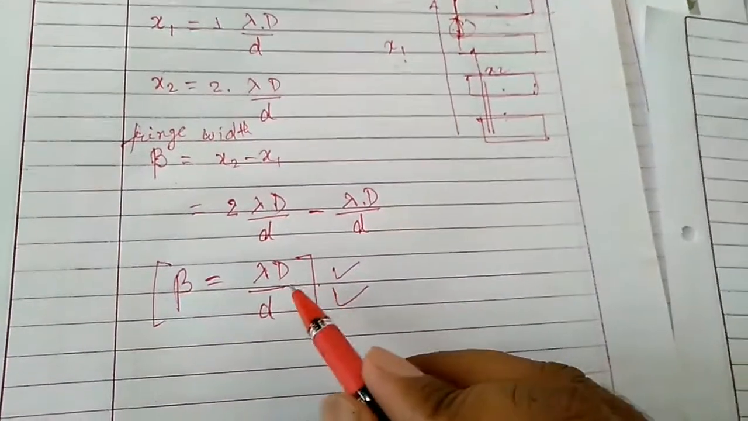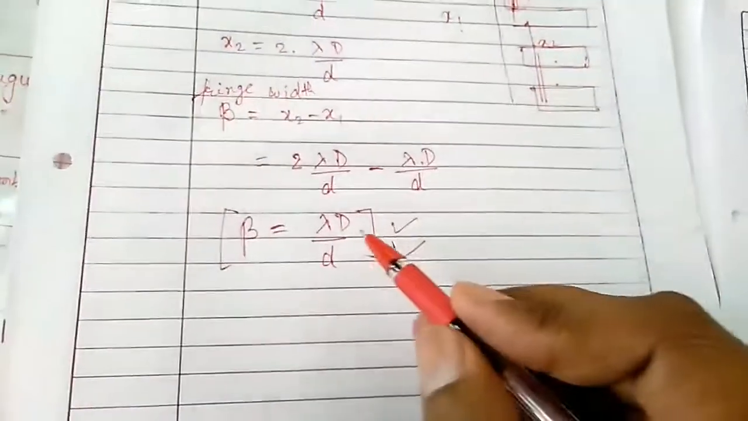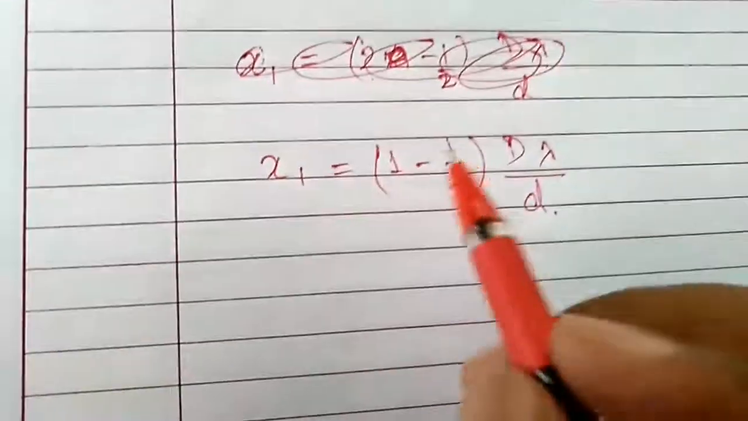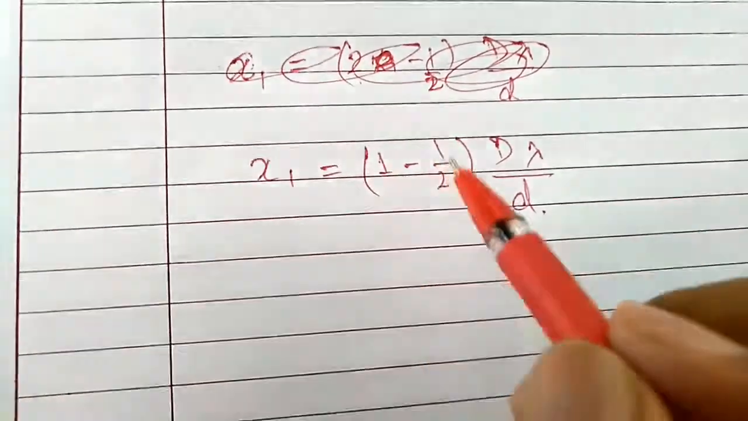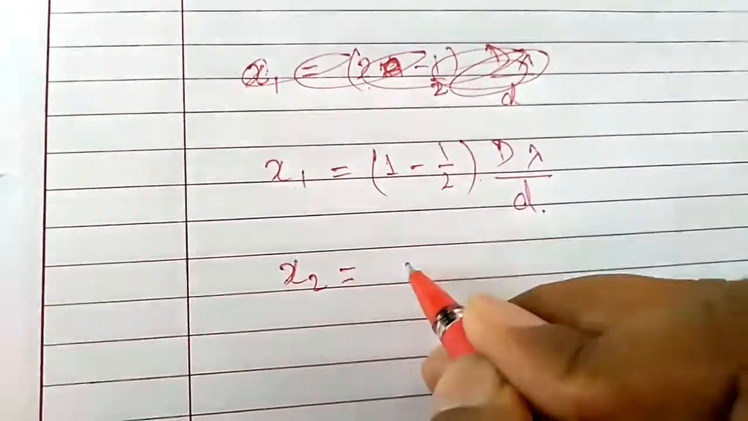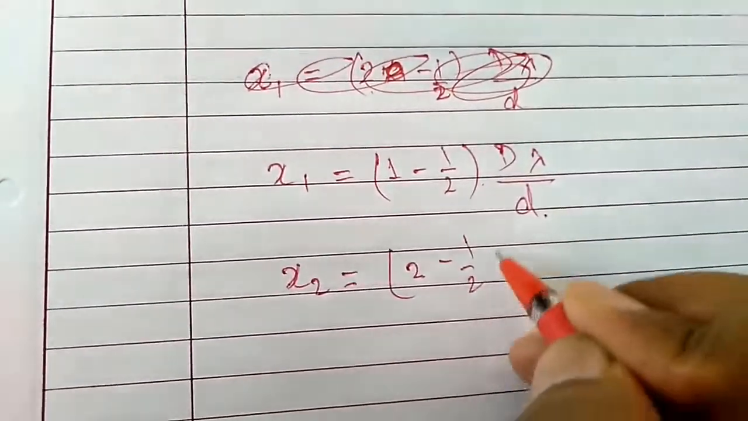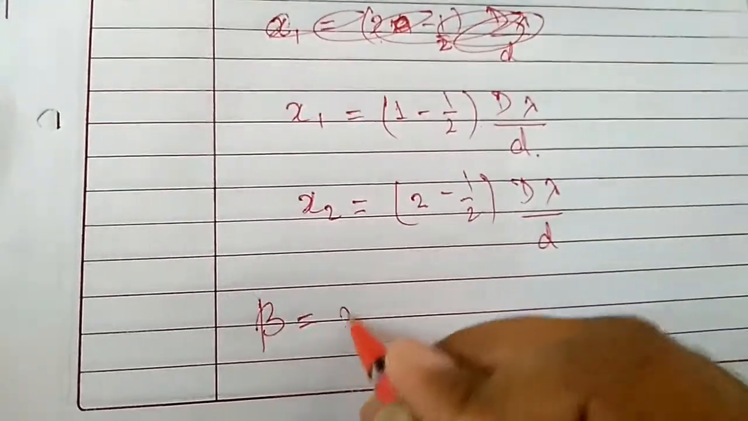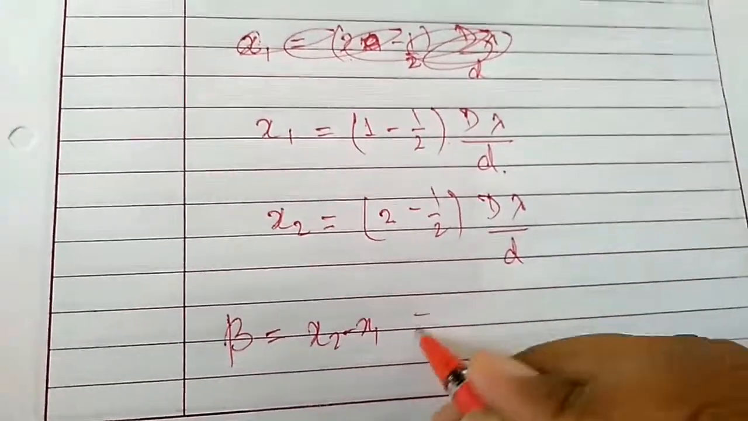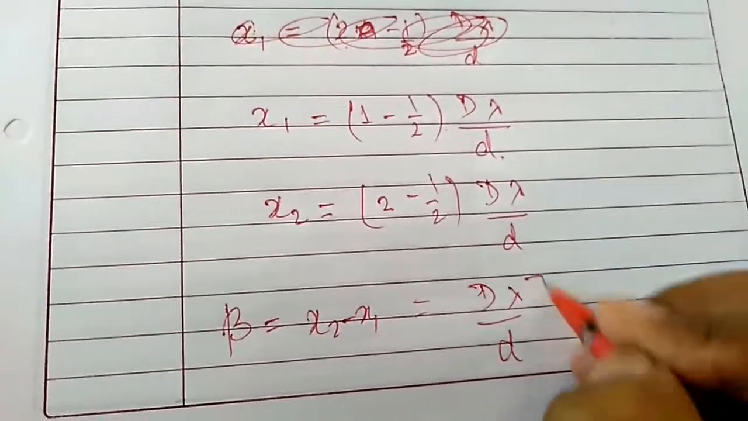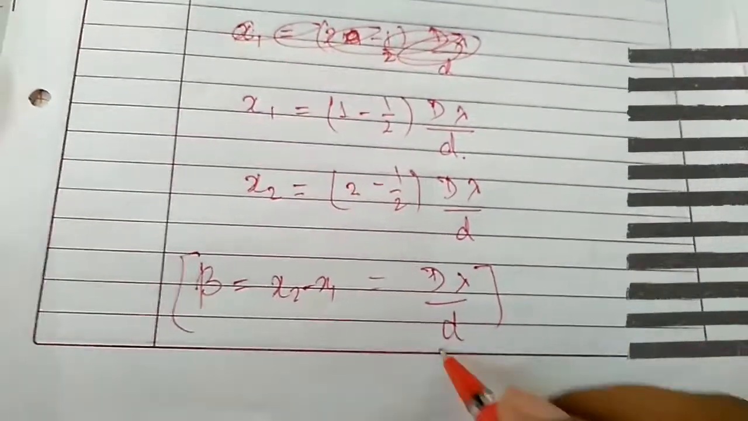So as we are getting the expression for the bright one, the same must come for the dark one. Let's see. This is the expression for the dark fringes after putting the value. For the first one, x1 is equal to (1 minus 1 by 2) D lambda by d, and for the next one, say 2, this will be (2 minus 1 by 2) D lambda by d. Now fringe width beta will be equal to x2 minus x1. After putting the value, you will get again D lambda by small d, the same fringe width, either you are doing for the dark fringes or for the bright fringes.